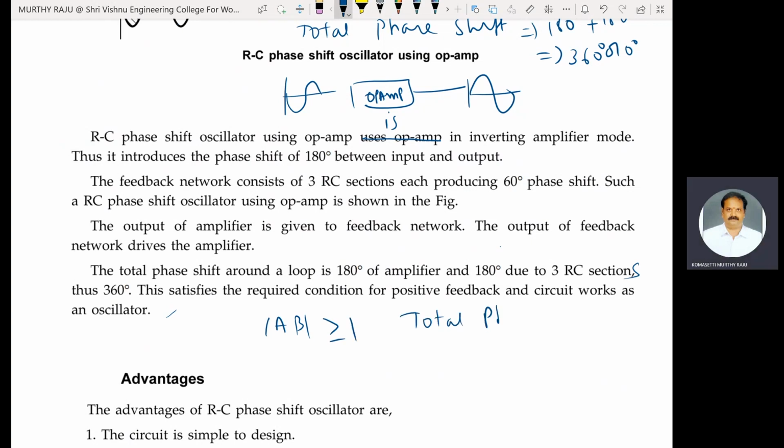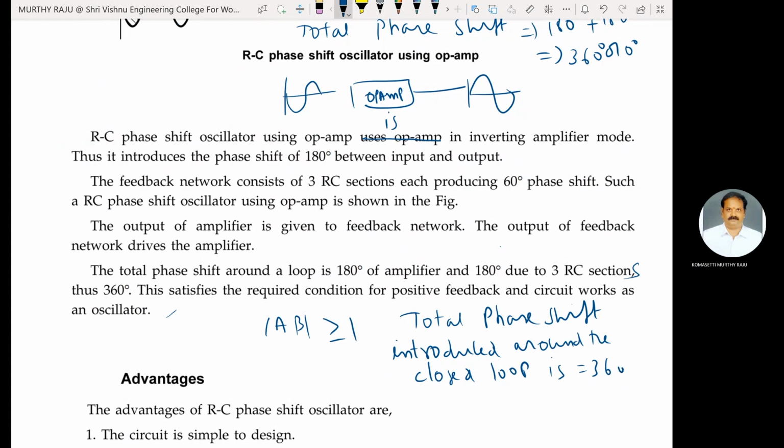Total phase shift introduced around the closed loop is 360 degrees.